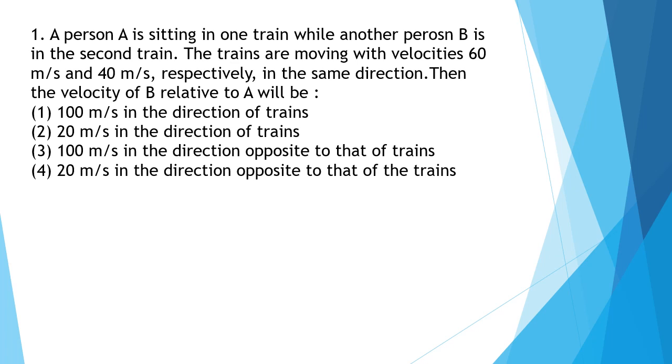Now you have to remember that the question asks velocity of B relative to A. So velocity of B relative to A will be velocity of B minus velocity of A. Therefore, the answer which we'll get is 40 minus 60, that is minus 20. So the minus sign here denotes that it is in the opposite direction. Therefore, the correct answer will be option 4, that is 20 meter per second in the direction opposite to that of the trains.